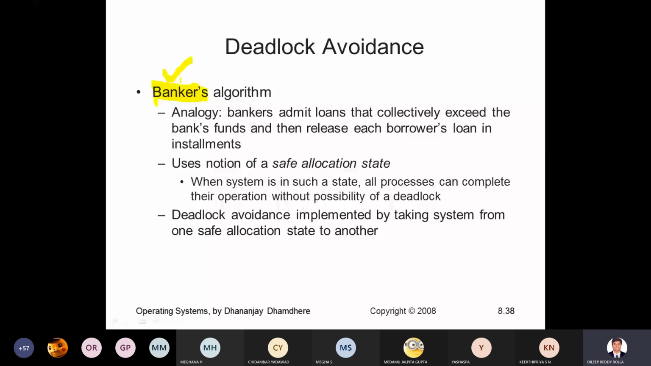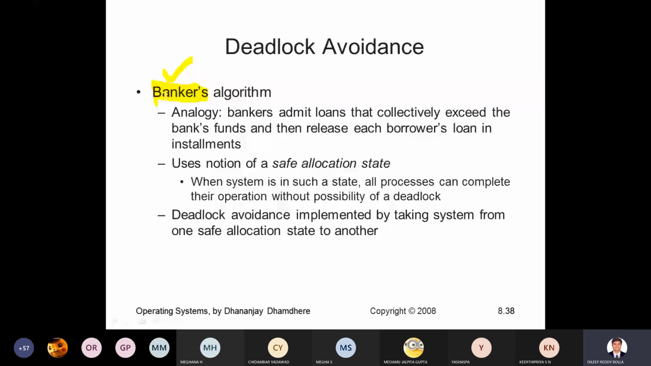Similarly, the operating system can also manage its processes. Process is like accounts, resources is like money. In that way we can do it. So that's the idea. Are you able to understand this simple banker's algorithm? You understood the complete idea of what we have here.